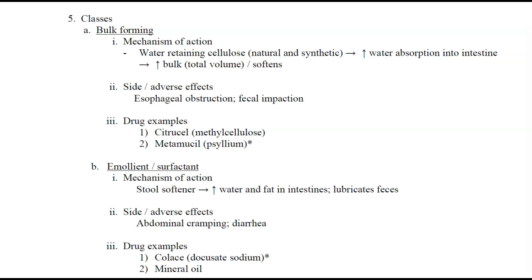Some side effects or adverse effects of bulk forming laxatives include esophageal obstruction and fecal impaction. Especially in the presence of an obstruction, if we're trying to push this medication into our patient, where is it going to go? Sometimes it can back up because there's nowhere else to go, so it can cause additional obstruction in the esophageal area and fecal impaction. Some examples of drugs in this class include psyllium, also known as Metamucil.